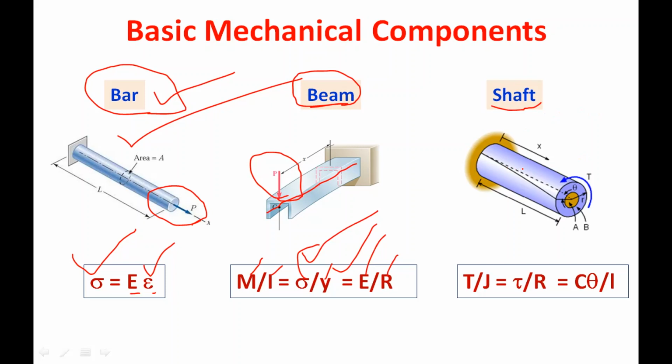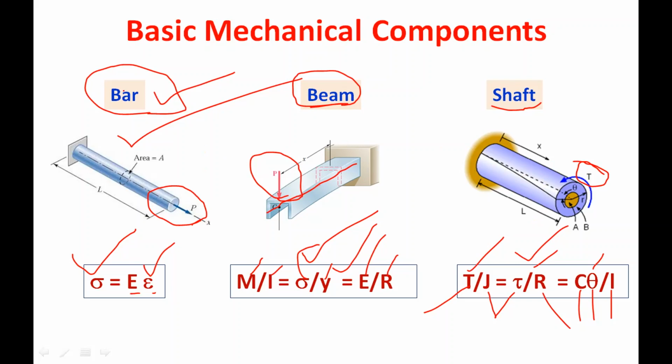A shaft is a member which is subjected to torque or twisting moment. In this case, for designing this type of member, we use the torsion equation, which is T by J is equal to tau by R is equal to C theta by L, where T is the torque or twisting moment applied on the shaft, J is the polar moment of inertia, tau is the shear stress, R is the radius of the shaft, C is the modulus of rigidity, theta is the angle of twist, and L is the length of the shaft.